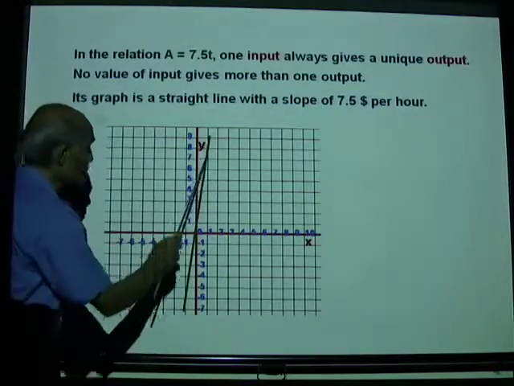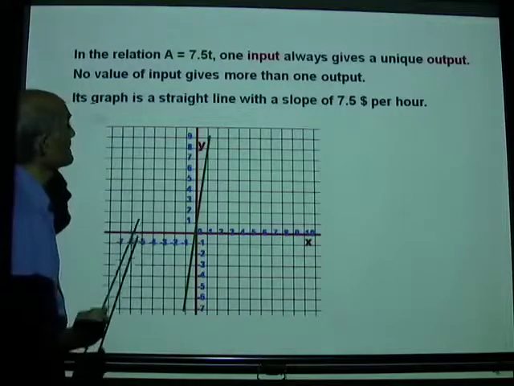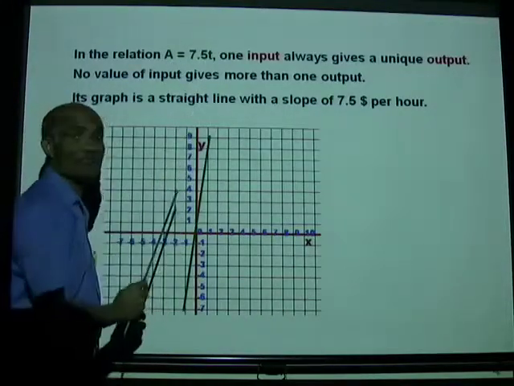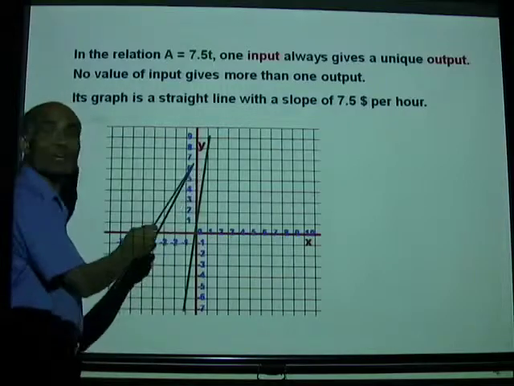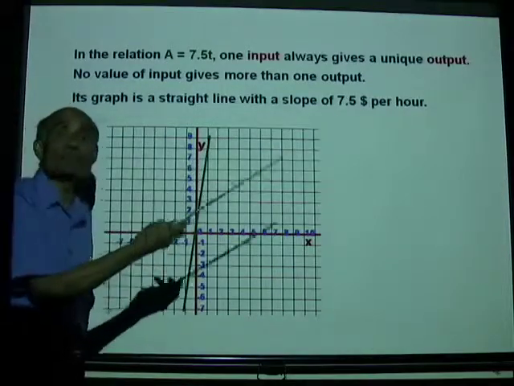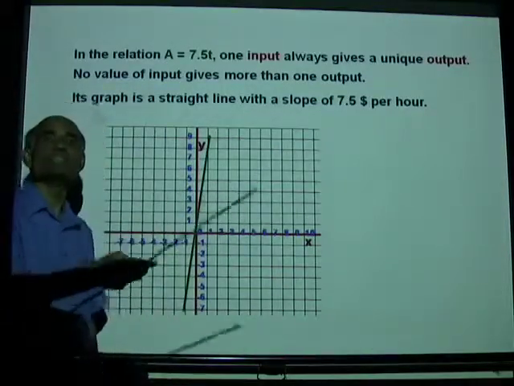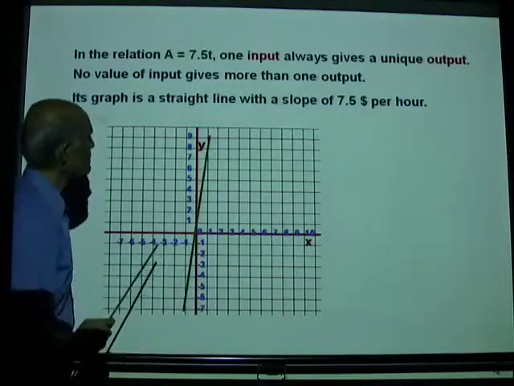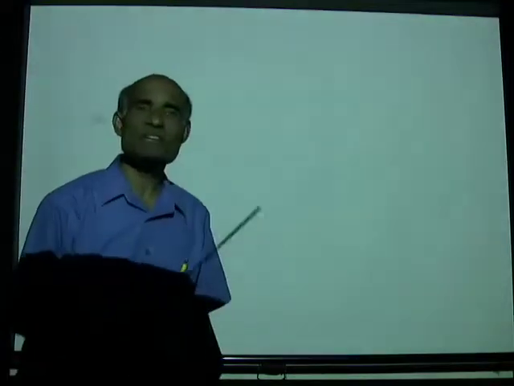And what does the slope of this line represent? You see, A equals 7.5T is a linear equation, a linear relation between T and A, and the graph of that is a straight line like this, and the slope of that will be $7.5 per hour.